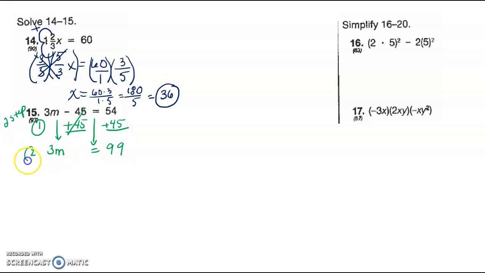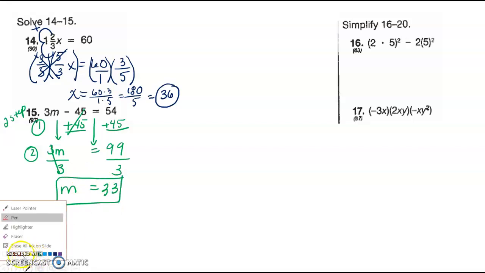And then the second thing I do is either multiply or divide. So I'm going to divide by 3 to get m by itself. M comes down. 3 into 99 is 33, and that's my answer. Okay.